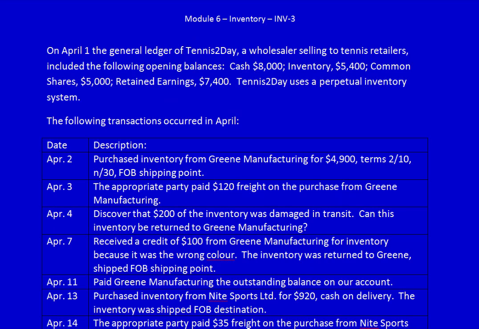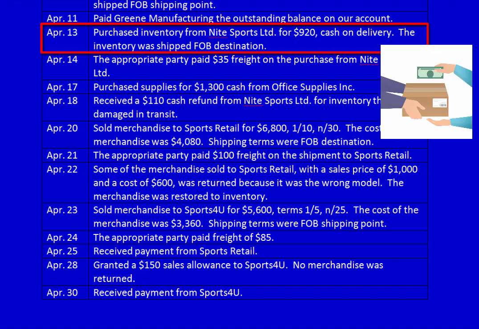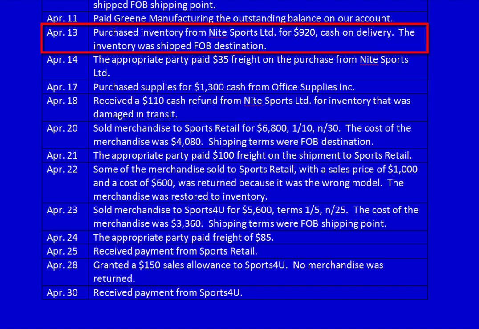Let's just move the question up a bit. April 13th, purchased inventory from Knight Sports Limited for $920, cash on delivery. The inventory was shipped FOB destination. Well, that makes sense because it was cash on delivery, so as soon as they delivered it, they required us to pay them cash. That must mean that they were responsible for the shipping.